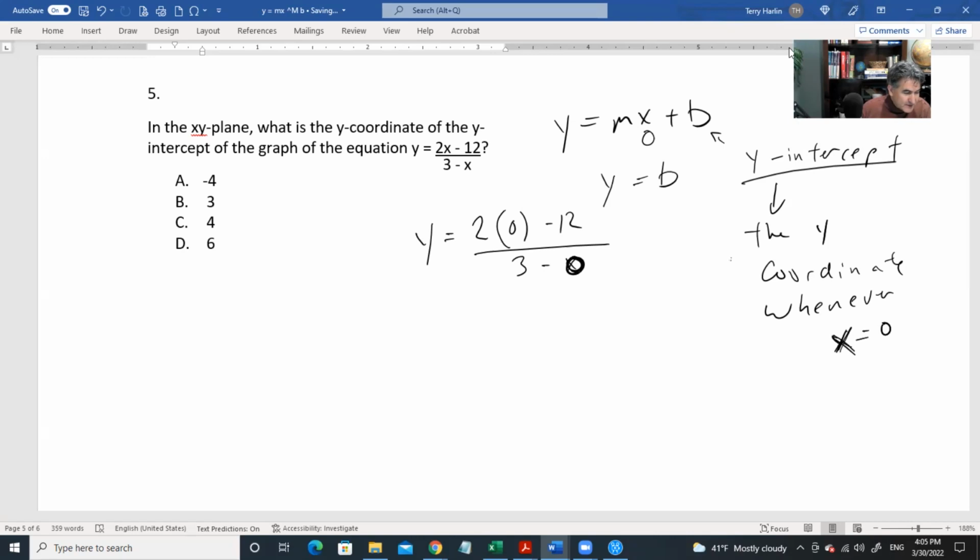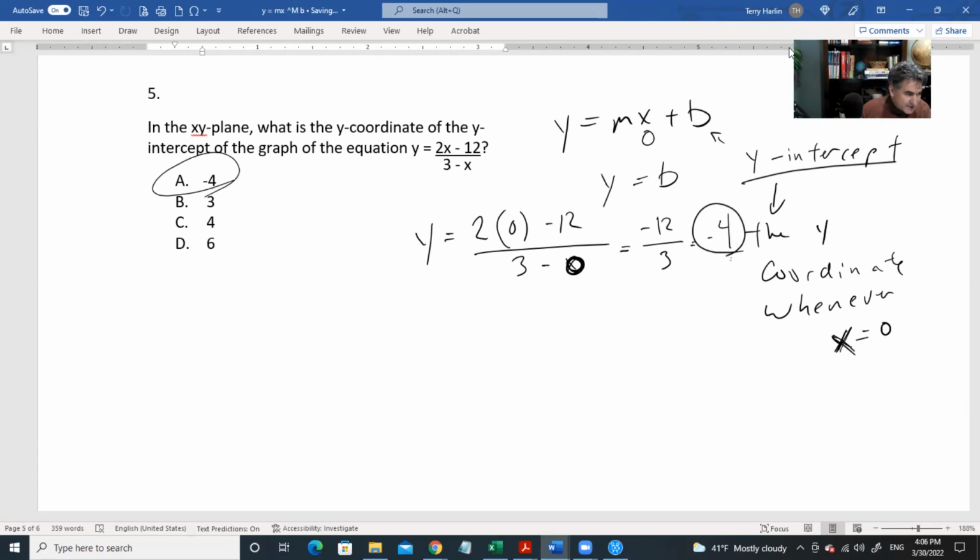So we have on top, 2 times 0 minus 12, which is negative 12. And on the bottom, we have 3 minus 0, which is 3. And that gives us a y-intercept of negative 4. So our answer is negative 4. That's it. That's all there is to it.